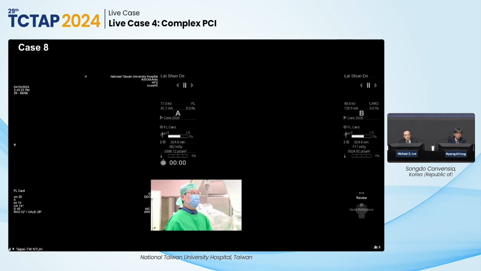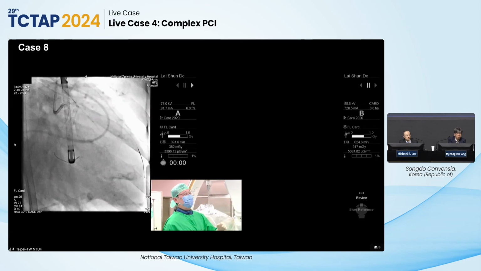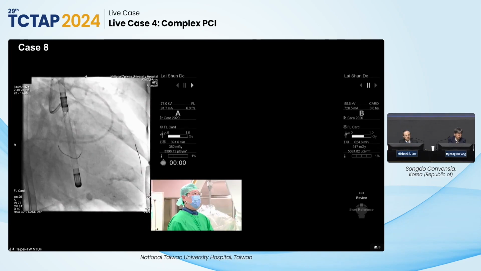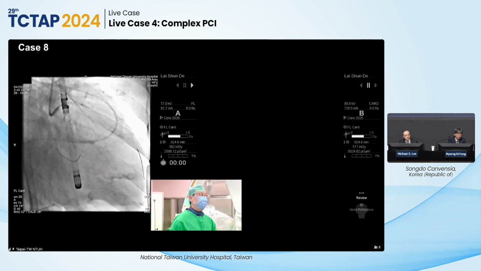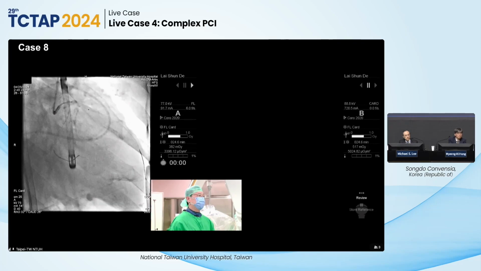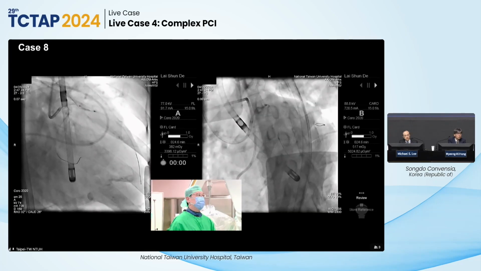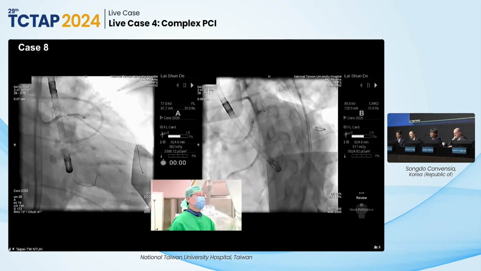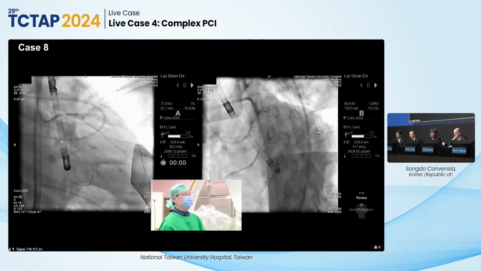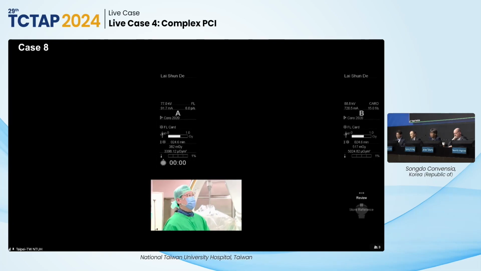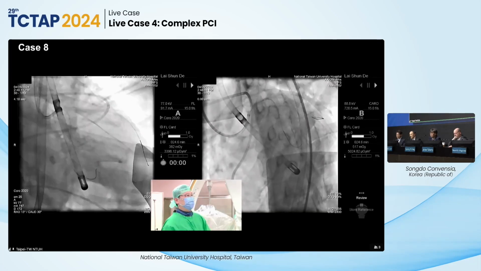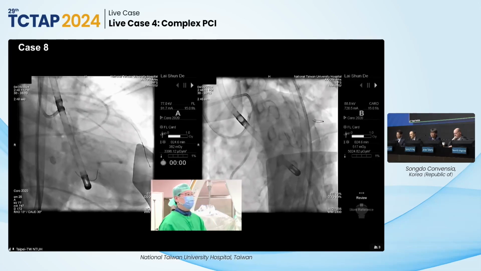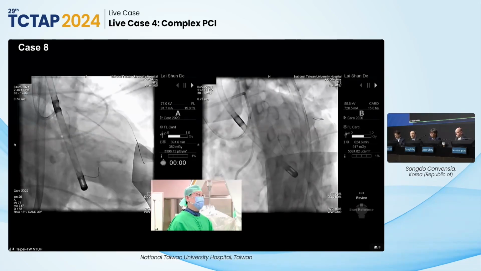And we also try to IVUS the LAD first, but the IVUS just can't pass. So we also perform the balloon angioplasty in the LAD as well. There's some critical point here. Okay, so then we place IVUS into the LAD to have the image information and also into the circumflex.